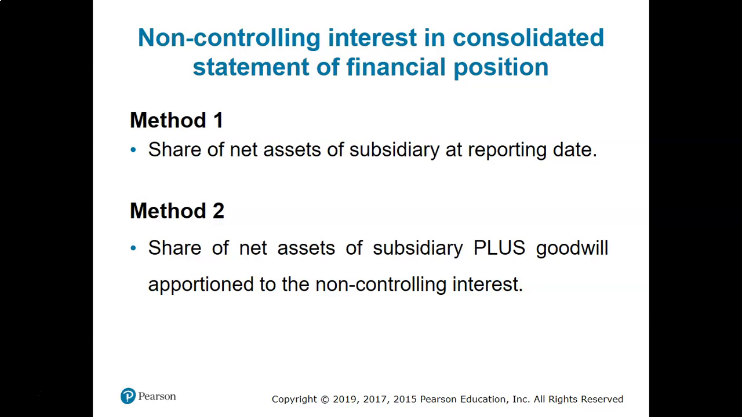Second method, we can calculate it like this: the share of non-controlling net assets of the subsidiary plus goodwill apportioned to the non-controlling interest. So in that case, if there is any goodwill of the subsidiary, the goodwill should be added to the part of the assets of the non-controlling interest.